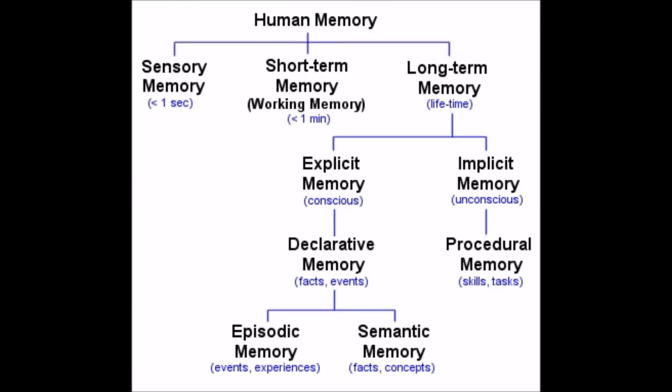Okay, so human memory is broken into 3 parts. You have sensory memory, short-term memory, and long-term memory. Now, sensory memory is the shortest term element of memory. It is the ability to retain impressions of sensory information after the original stimuli have ended.